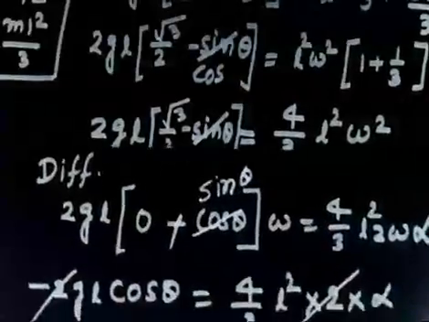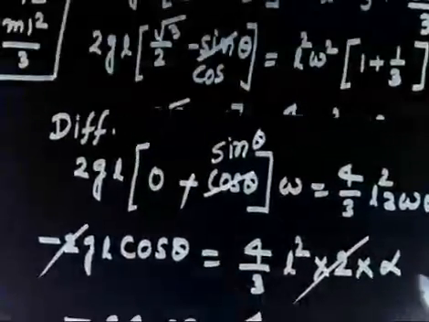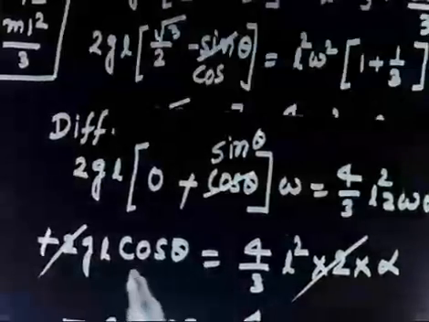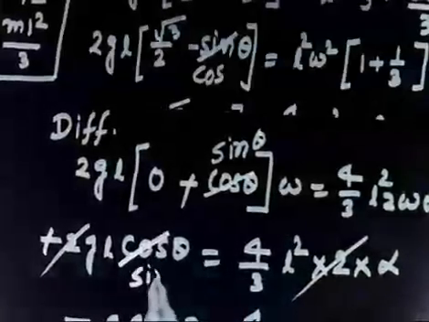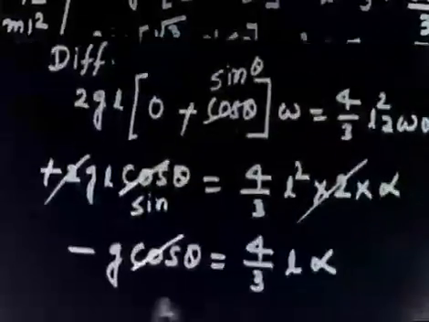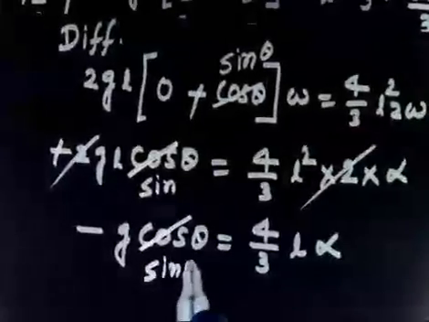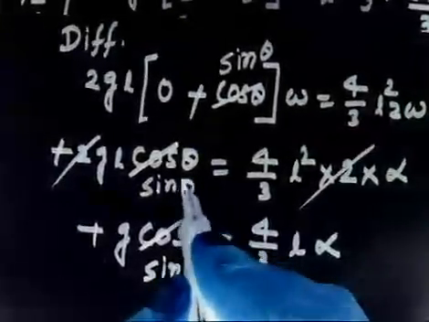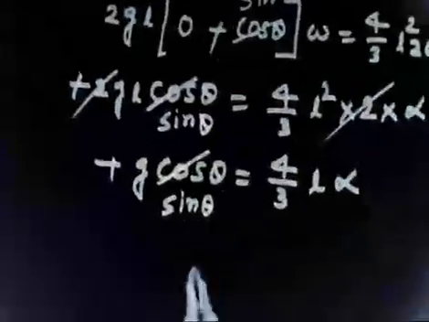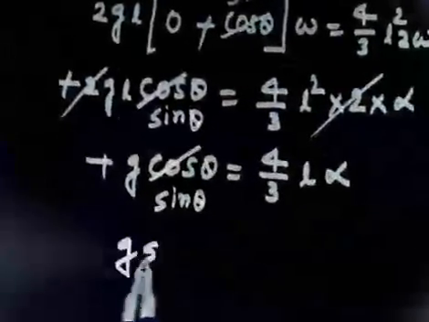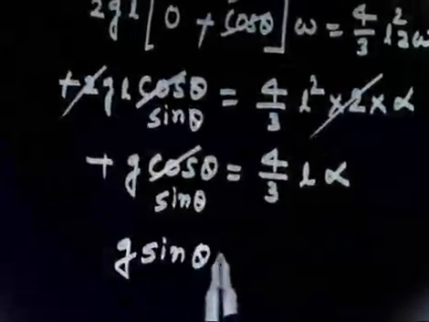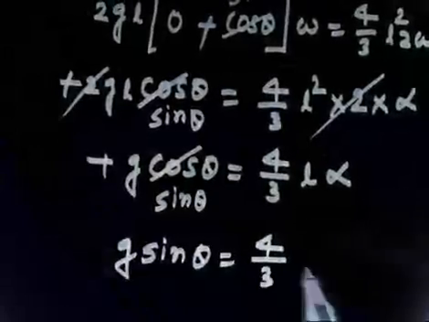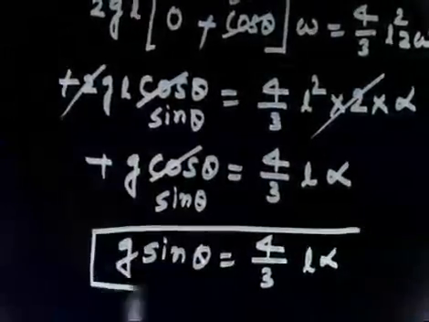Are you getting? Now everything will remain the same, only this is minus minus plus, and this will be sin theta, and this will be sin theta, and there is a plus, so this is sin theta. So I will have g sin theta is equal to 4 by 3 L into alpha. So this is the equation.